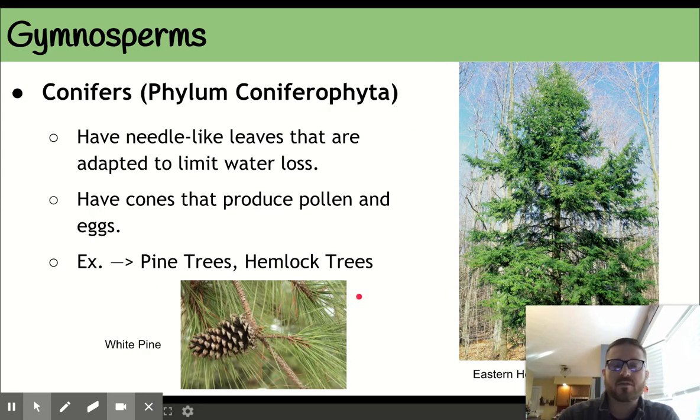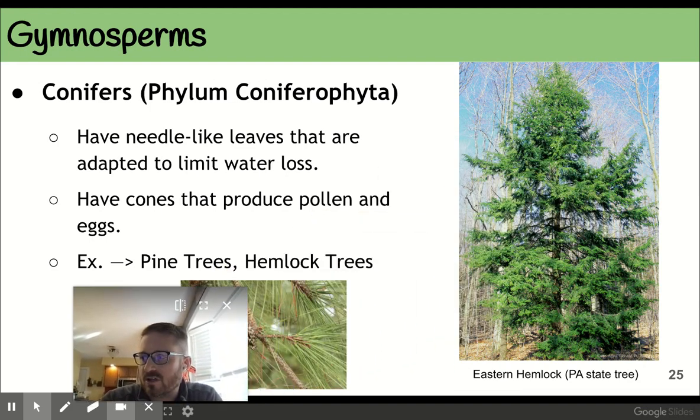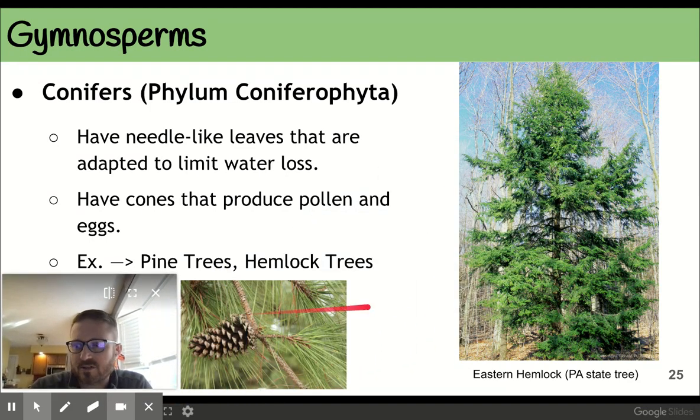So let's start with conifers first. And really, when we think of gymnosperms, this is the most popular group of gymnosperms. If we look at the picture off to the right, it's showing you an eastern hemlock tree. That happens to be our state tree of Pennsylvania. And it was very valuable.